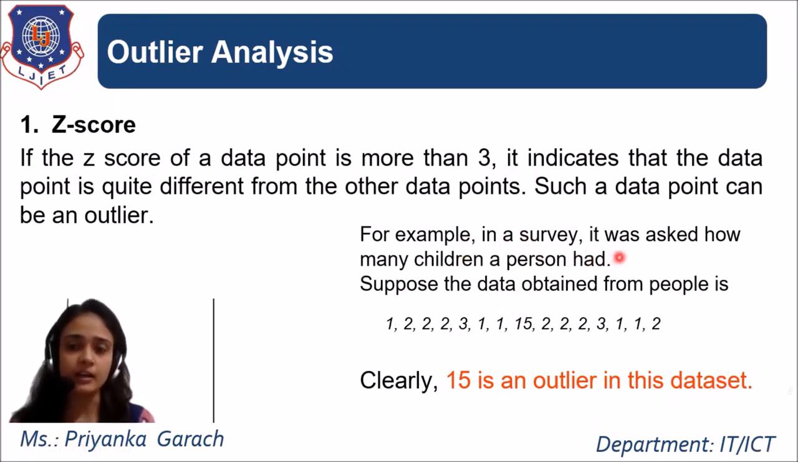In a survey, it is asked how many children a person has. The data is obtained from different people, and you can see over here that someone is saying they have one child, someone has two children, then two children, someone has three children, and like this. Someone is saying they have 15 children. So all my data points are between 1 and 3, but this 15 is quite different from my other data points. So this 15 is considered an outlier in this particular data set.